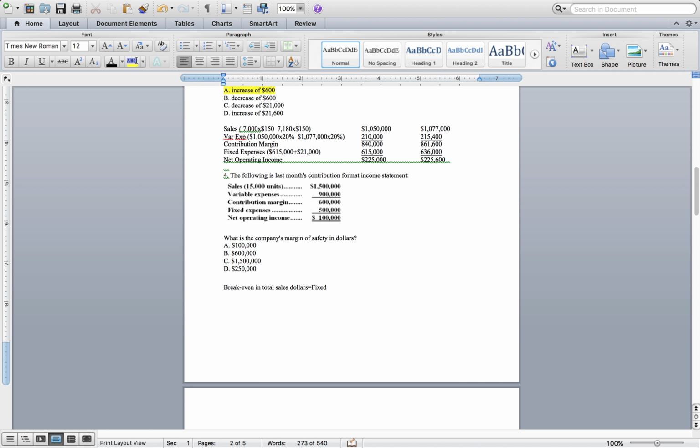And that'll be fixed expenses divided by contribution margin ratio. So we see our fixed expenses is 500,000.